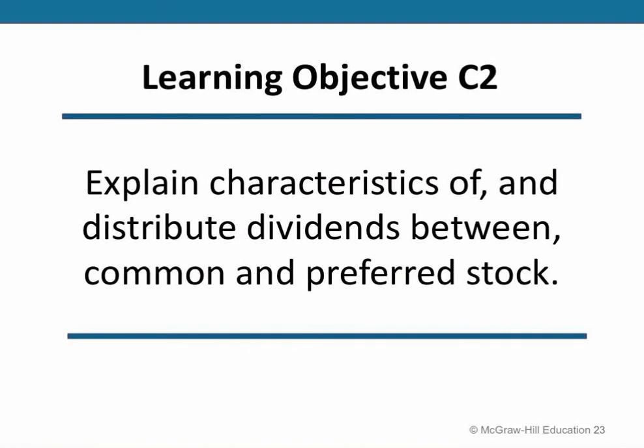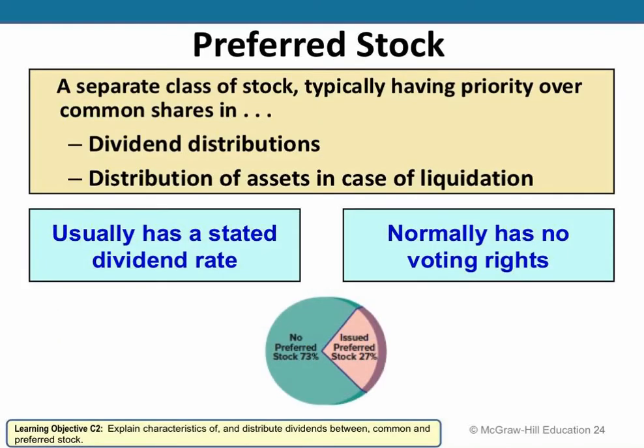So for this learning objective, we're going to explain the characteristics and distributions of dividends between common and preferred stock. For the common stock dividend that we saw, we're going to distribute cash, and that's going to be the lower level of amounts for the distribution. Those common shares, again, we can have some classes between them, but generally the common stock are also going to be the ones that have the voting rights.